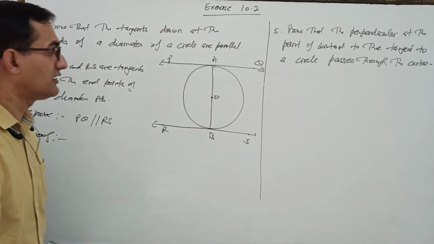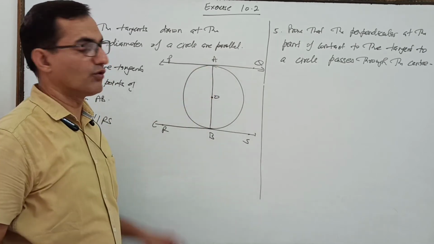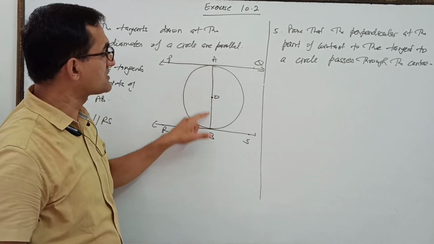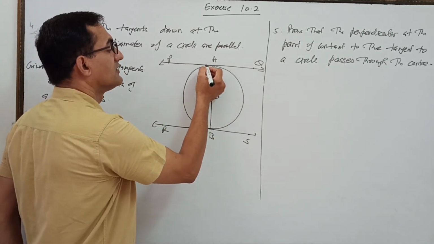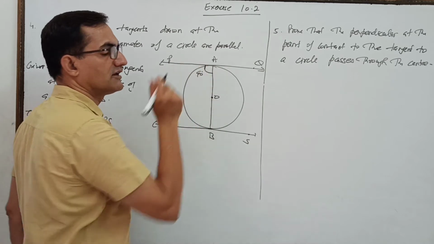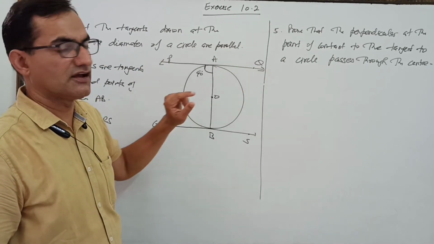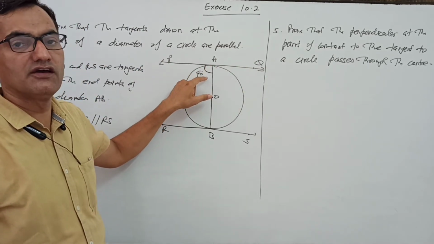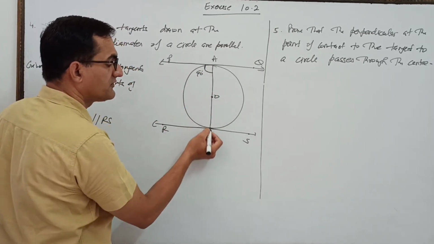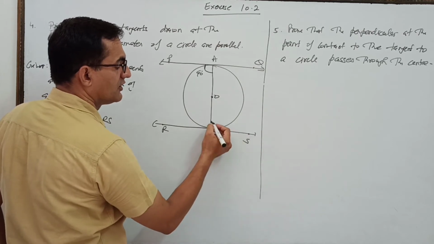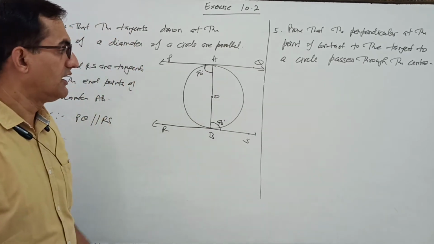This is a very basic question. Now what we know: OA is a radius, and AB is the diameter. You know that this angle is 90 degrees. Why is this angle 90? Because the angle between the radius and the tangent at the point of contact is always 90 degrees, they are perpendicular. Similarly, OB is a radius and this is a tangent, so the angle between the radius and the tangent here will also be 90.